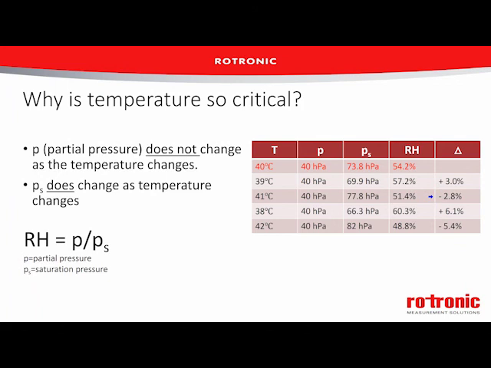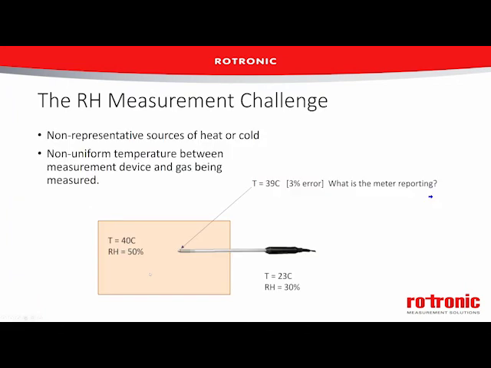1 degree C changes are very common, especially if we're in a room or a warehouse. They're not even uncommon in stability chambers or small environmental chambers. So we can very often see, if we've got any sort of temperature gradient, we're going to have a relative humidity gradient as well.